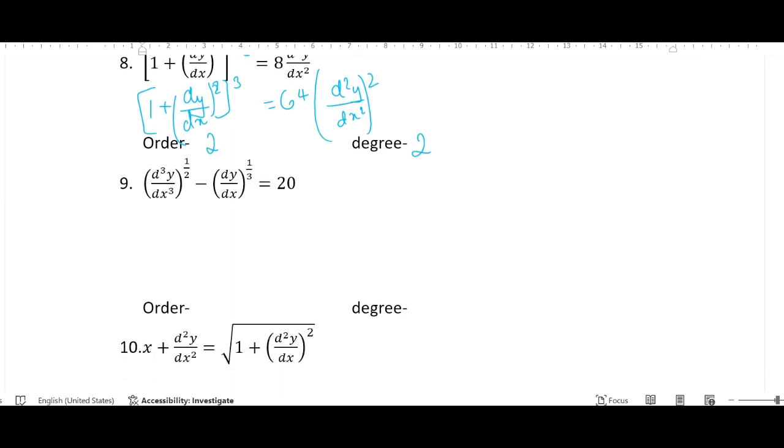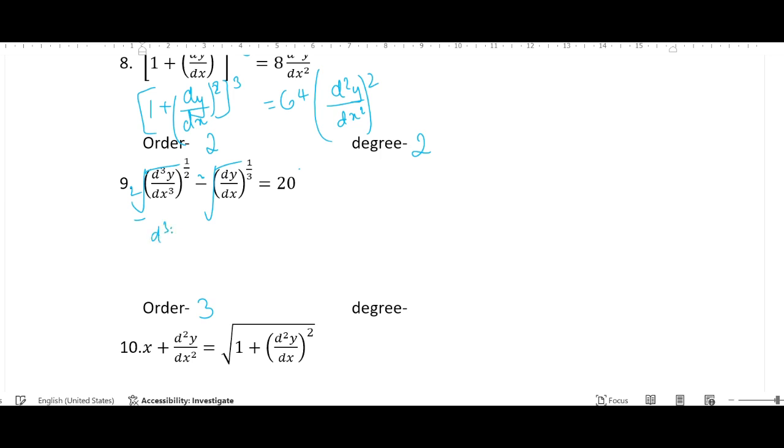9th question over here. Now, what is the order? You can easily see that the order is 3. What is the degree? Now, if you look closely, what you can do is, this is a square root and this is a cube root. You can take the power to be 6, right? So you can take the whole power to be 6 on this side and on this side.